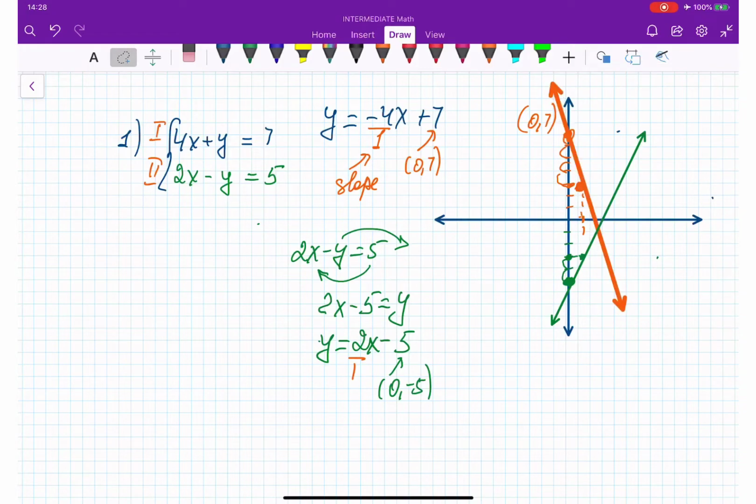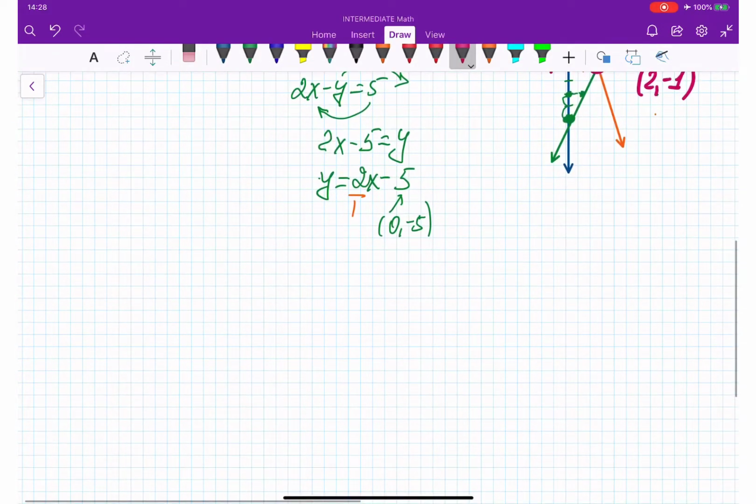Okay, I would like to make it a little bit thinner. Yes. And the solution is going to be the intersection. This is going to be the solution. So this point is positive 2, and if I come here, it's going to be negative 1. So the solution is (2, negative 1). Okay? Moving to the next question.